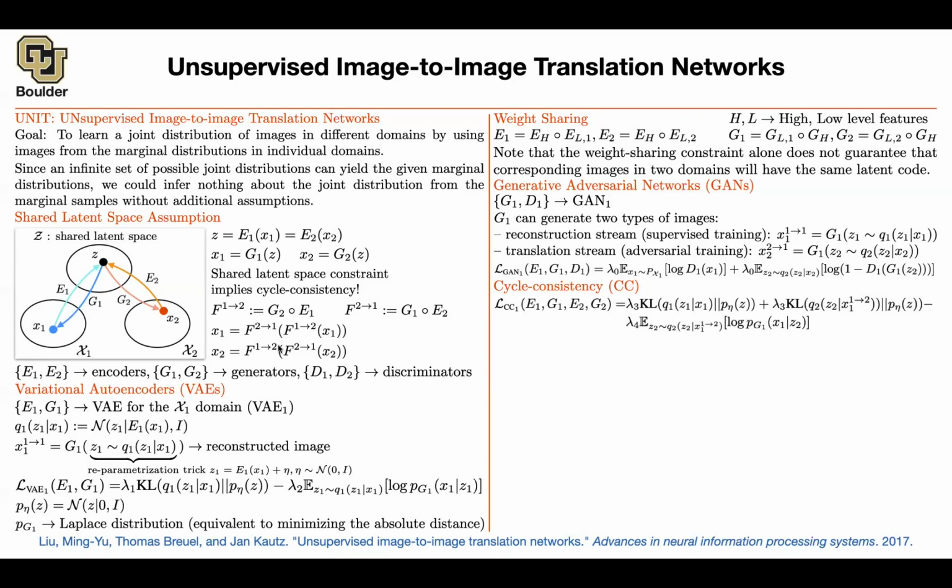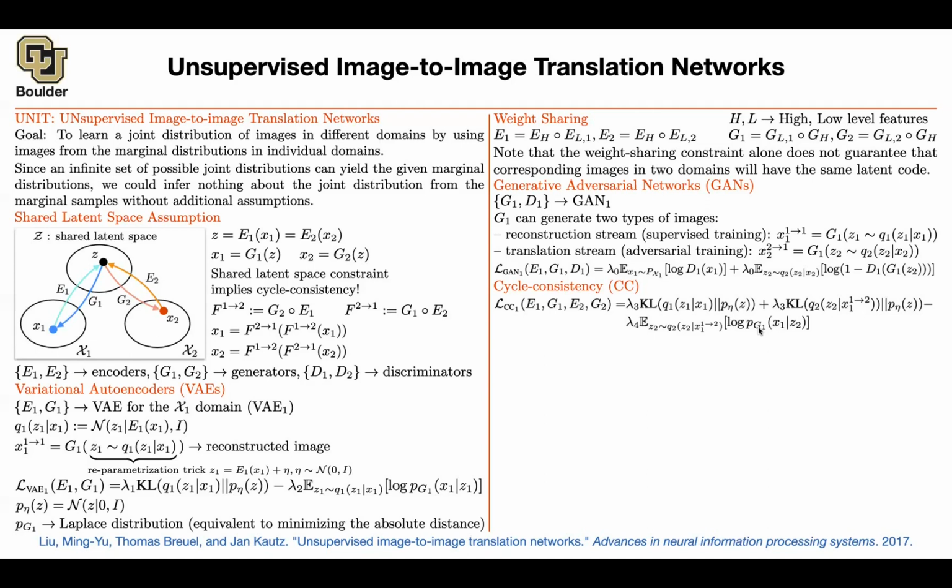There was some stochasticity. What you did in the end was you took X1, you used E1 to go to the Z domain, you used G2 to go to the X2 domain, you used E2 to go to the latent space, and then you use G1. And then this should give you the same image. If you use the normality assumption, this is going to give you squared distances between these two objects. Or if you use your Laplace distribution, that's going to give you absolute distances between these two, and you want to minimize that.